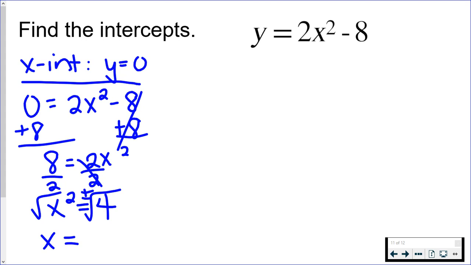The square root and the squared cancel with each other, so I do have x by itself. And now I have positive and negative square root of 4, which is 2. So you can leave it as plus or minus 2. That means you have both answers. Or if that looks weird to you, you can write it out as 2 and negative 2.